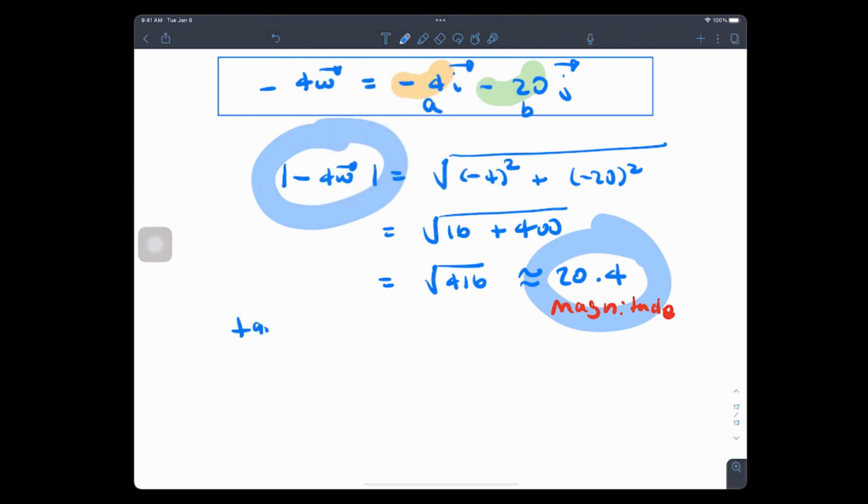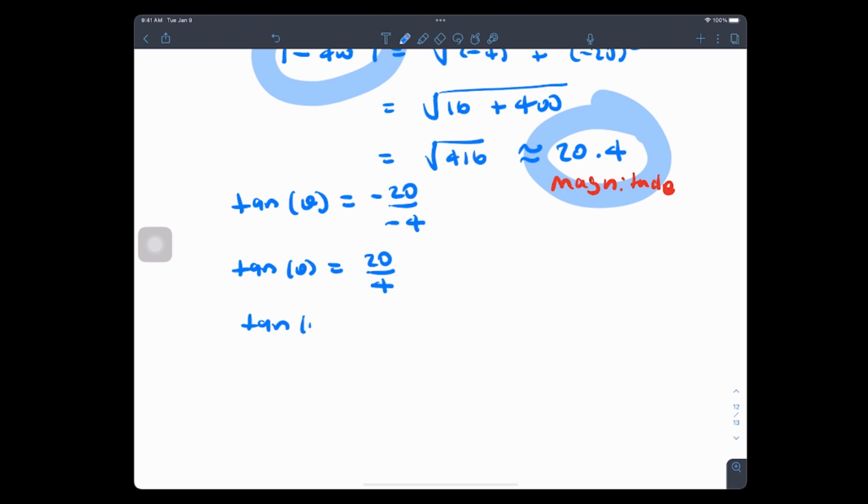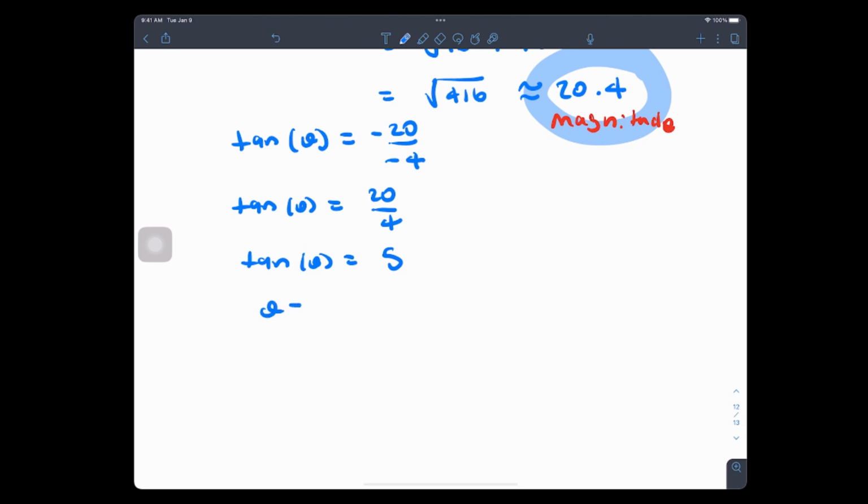You go, okay, tangent theta is negative 20 over negative 4. What's a negative over a negative? Do you guys know? That's 20 over 4. Yes, you can simplify it. It's not really necessary. Oh, isn't that 5? Yeah, it's going to be 5. Good. You can say 20 over 4, or you can evaluate it. So now theta is the inverse tangent of 5, right?